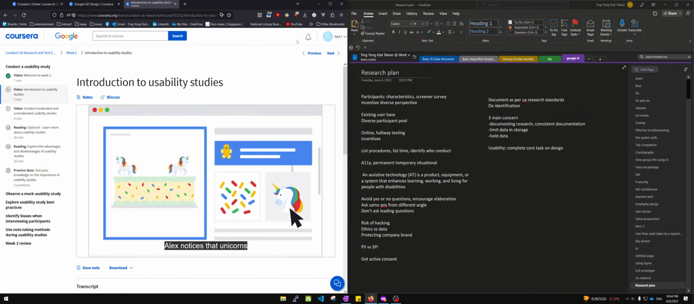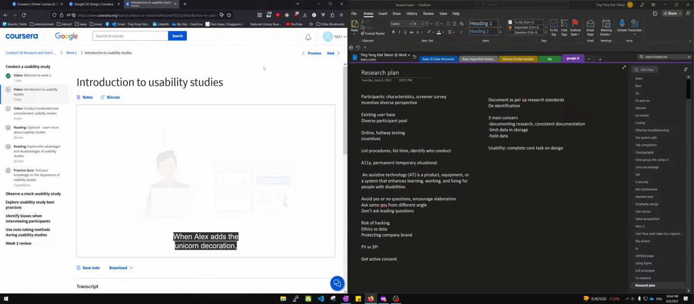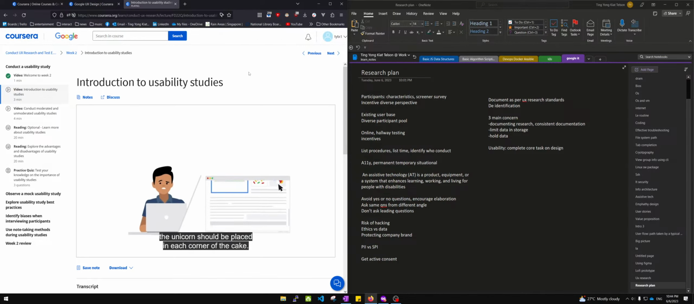Alex notices that unicorns are also on the decorations list, so they are selected easily. But then Alex hits a problem and veers off the happy user path. When Alex adds the unicorn decoration, there's no quantity option, so Alex can't order 4 unicorns. There's also not a section for notes, so Alex is not able to specify that the unicorn should be placed in each corner of the cake. To add to Alex's frustrations, the prototype site does not include a help button.